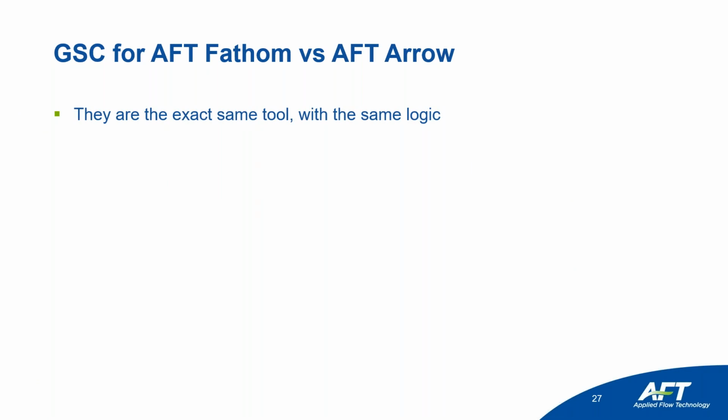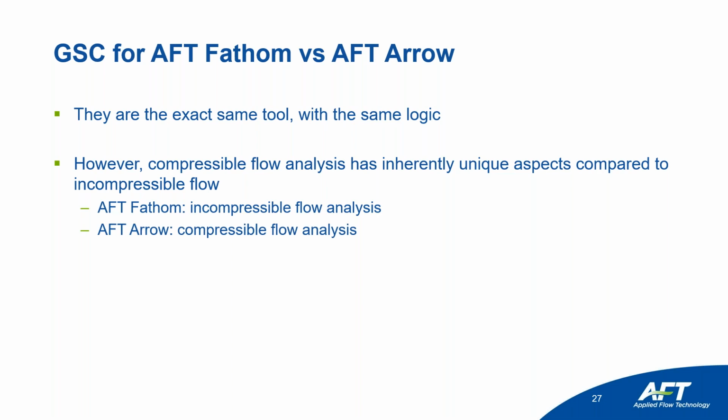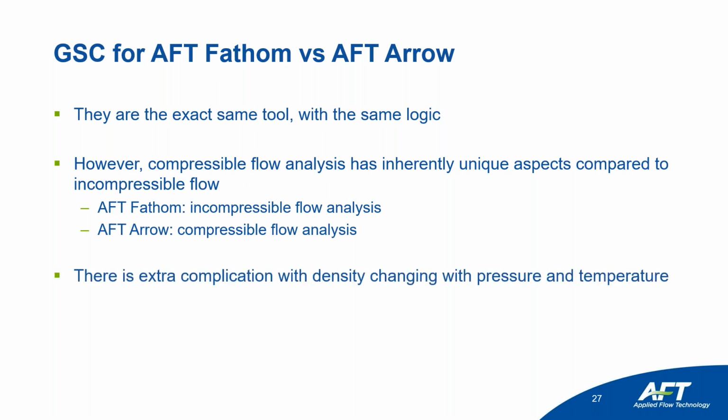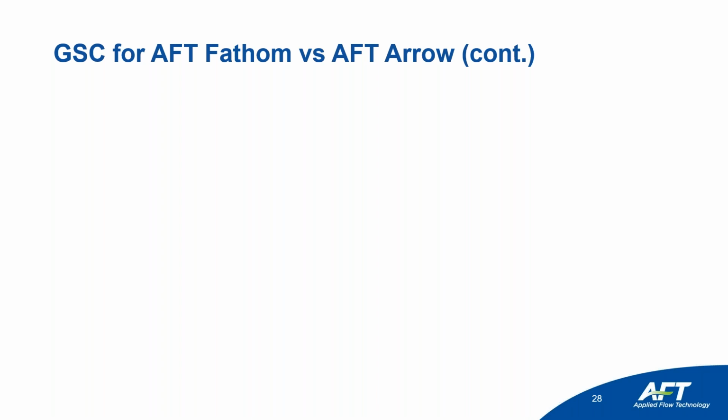So now there's a difference between Fathom and Arrow. I've only gone through Fathom. But with AFT Arrow, for all of you Arrow users, it's the same logic, the same tool, but compressible flow analysis has inherently unique aspects compared to incompressible flow. AFT Fathom is the incompressible flow analysis. AFT Arrow is compressible flow, a different software program. There are extra complications with density changing with pressure and temperature using an equation of state. So volumetric flow rate is not constant down a pipe, because you have changing density. Mass flow rate is, but in essence there are more coupled parameters to consider.